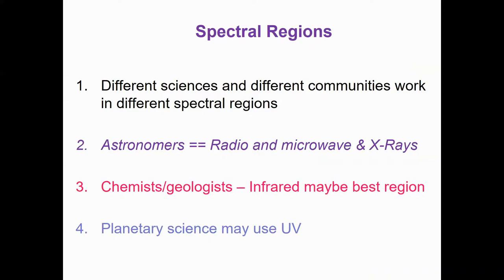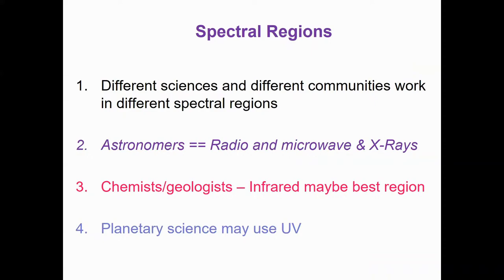Chemists and geologists on Earth, particularly those looking for the origins of life, might be working predominantly in the infrared region. And planetary science is increasingly using ultraviolet spectroscopy, an area which is very topical with some of the more recent New Horizons missions and the spectrometers on them. It's also very topical because it's some of the work that I and colleagues like Barlow and so on are doing in India.